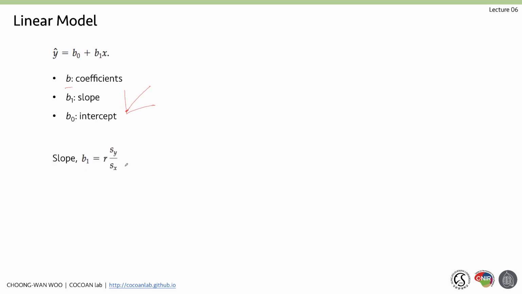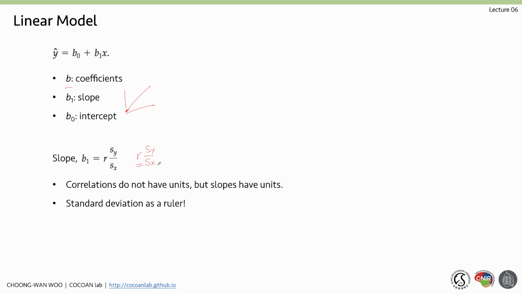And actually the slope can be calculated using this equation: the correlation times the standard deviation of y, divided by the standard deviation of x. Here the correlation does not have units, but slopes have units. Therefore we multiply r with sy, the standard deviation of y, and divide that by the standard deviation of x. Because correlation uses the standard deviation as a ruler, that is why we do this calculation.